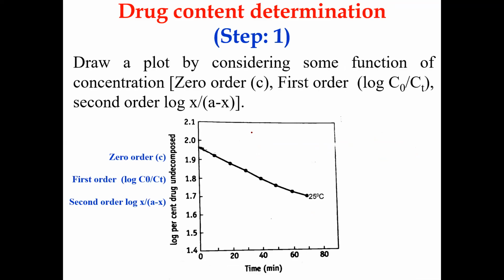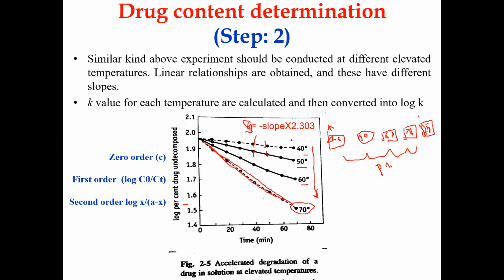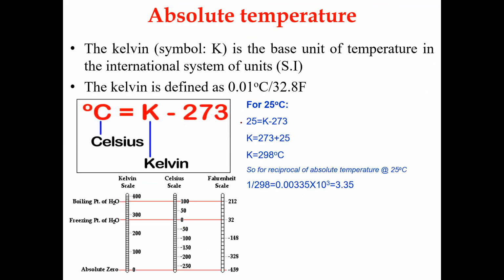Please recall back, step 1 is nothing but at room temperature only, I showed you. In step 2, the same product we have subjected to different temperature conditions, and we have plotted the graphs. For the plots, we have calculated the K values. Now, what is the next step? That is step 3. So before going to step 3, you should understand one term called Kelvin temperature.